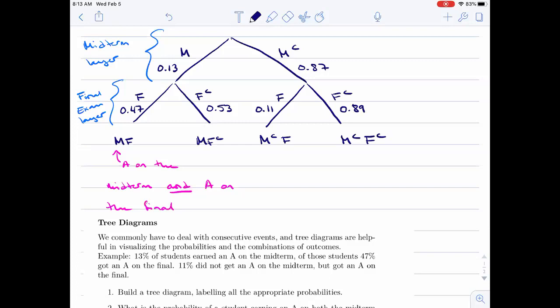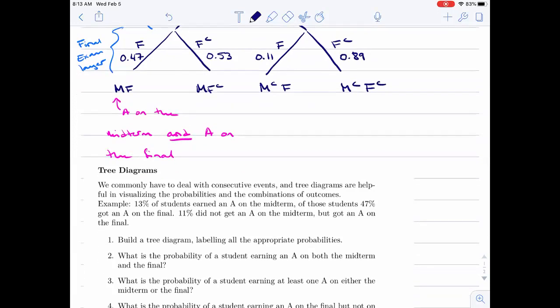Is that 11% of all students did not get an A on the midterm but got an A on the final, or 11% of students who did not get an A on the midterm but an A on the final? It's given that they didn't get an A on the midterm. The probability that they got an A on the final is 11%. Okay. Yeah, wording's a little bit wonky though. Yeah, good catch.